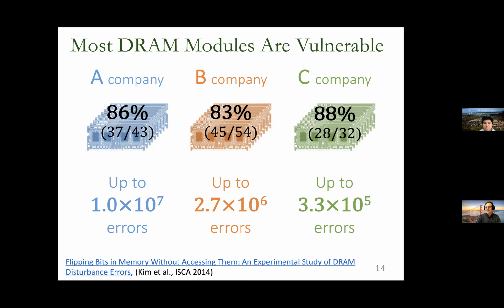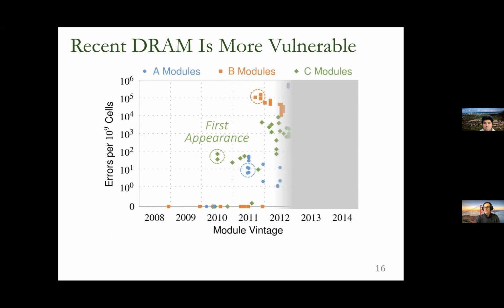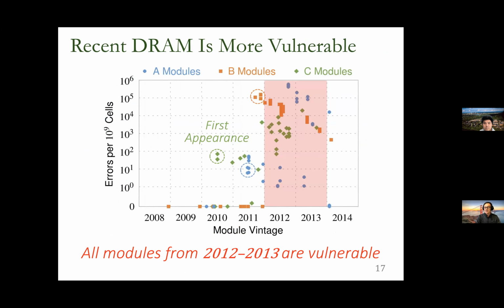And this is a widespread industry problem. Basically, this did not occur in chips that were manufactured before 2010, and the first appearance is in 2010. And all chips that we tested that were manufactured between 2012 and 2013 were actually vulnerable to this effect. So this is a technology scaling problem, because at some point cells became too small and too close to each other. As a result, the electromagnetic interference is affecting cells that are close to each other.